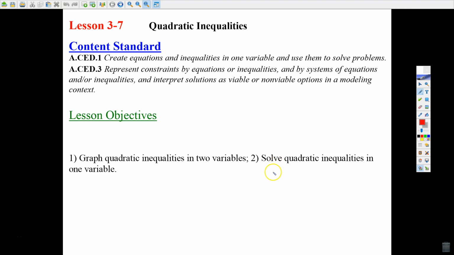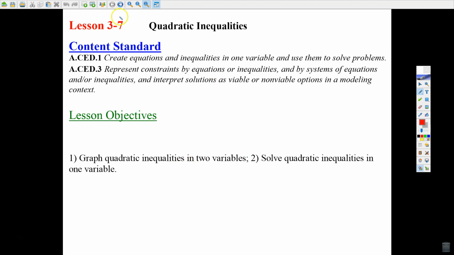Today we're on lesson 3.7, and you can see our topic today is quadratic inequalities. We've been spending quite a bit of time on solving quadratic equations, graphing quadratic equations, and some of that's going to be useful in today's lesson, but the focus now is on inequalities, as you can see. So my two big takeaways from this lesson: I want you to be able to graph quadratic inequalities in two variables. And then we're going to go from there and solve quadratic inequalities in one variable. So let's just take a look.